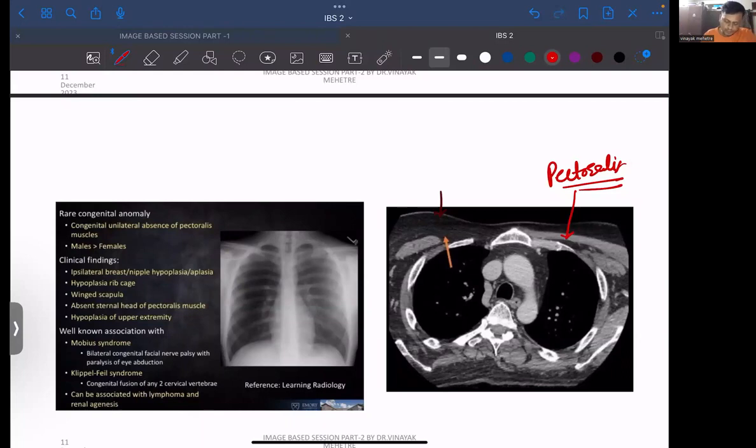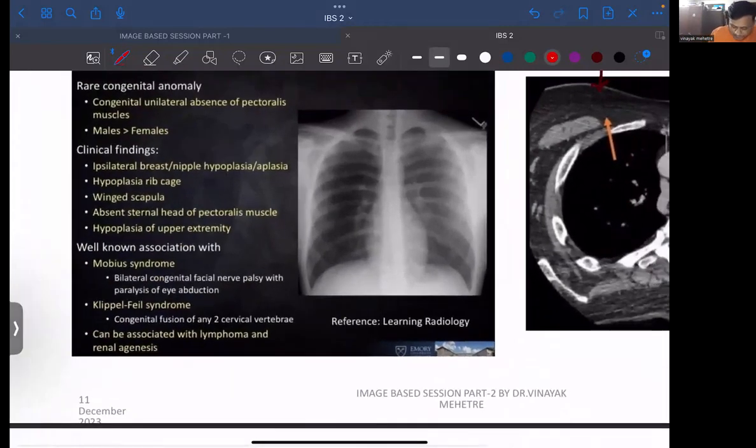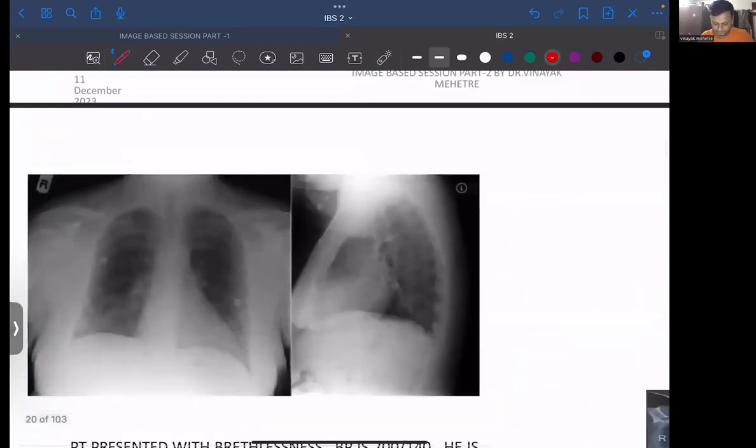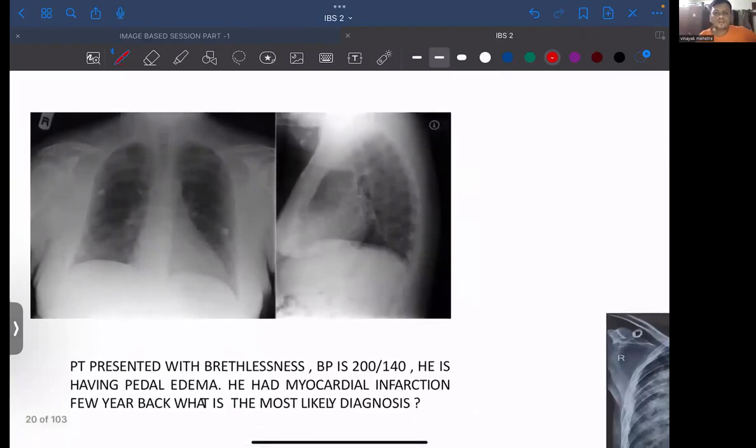Okay. Poland syndrome is associated with what? Your one-liner questions. Moebius syndrome and Klippel-Feil syndrome. Klippel-Feil syndrome has been asked already. Okay, it has been asked already. So anything can come. Try to answer, the exact same question has been asked.